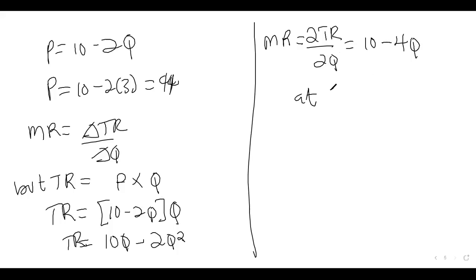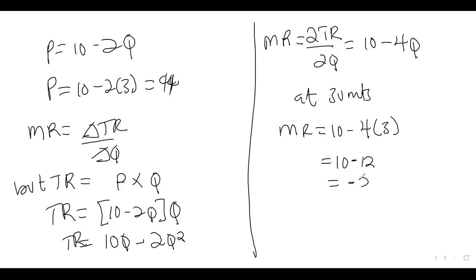So at 3 units, the marginal revenue will be equal to 10 minus 4 into bracket 3. That will be 10 minus 12. The marginal revenue will be negative, so minus 2. That will be the marginal revenue. The marginal revenue is negative.